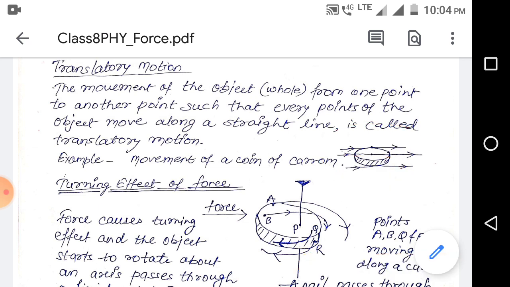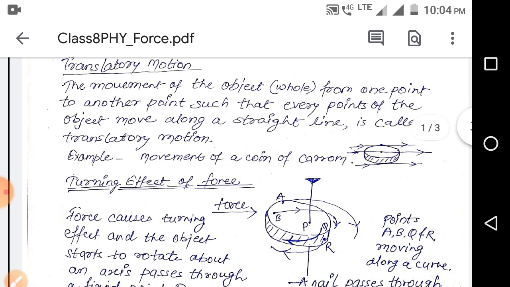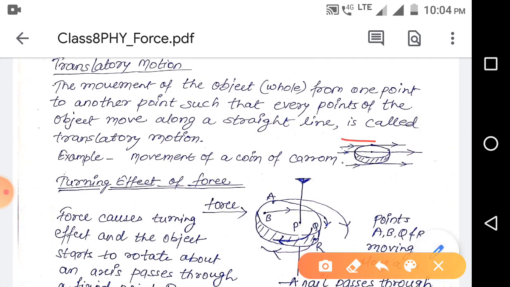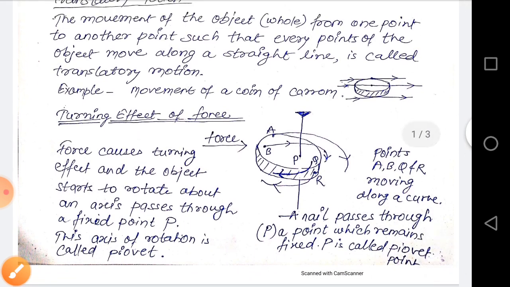So here the whole object moves along a straight line, with all its points along straight lines, and all those straight lines are parallel to one another. Those lines represent the motion of the three points, and those are parallel straight lines. Okay, now go to the next topic, that is turning effect.